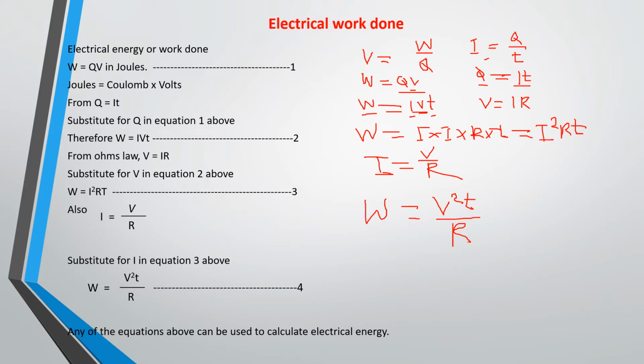Any of these equations 1, 2, and 3 can be used to find the work done in an electrical system. So these are the equations for the work done in an electrical system. All right, so let's go to power, electrical power.